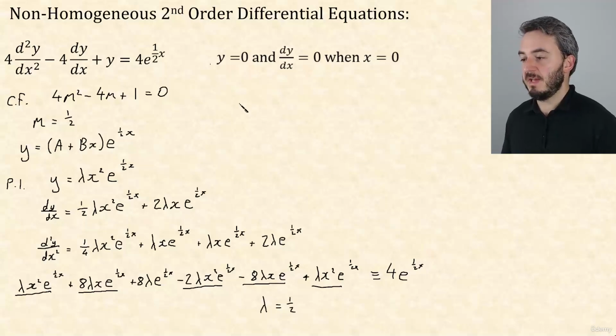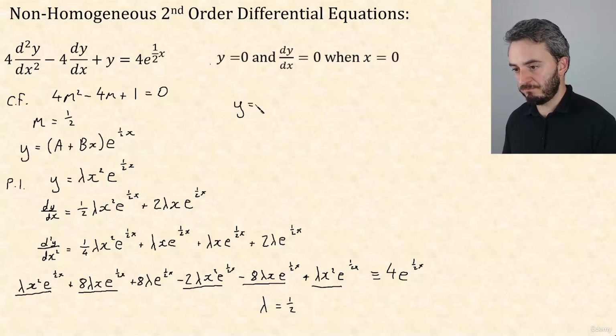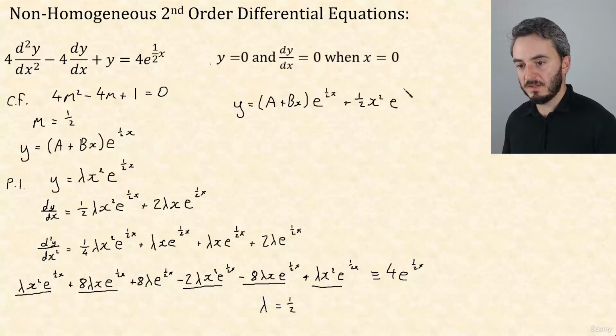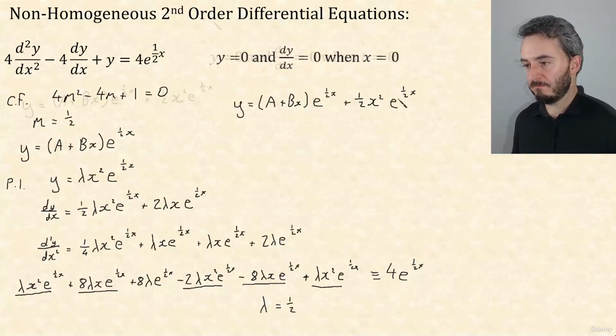Okay, so that tells me that my general solution is a complementary function of a plus bx e to the half x, plus a half x squared e to the half x. So let's go ahead and find a and b.